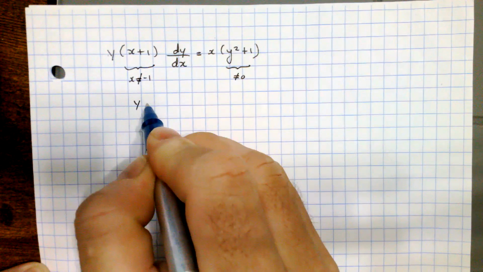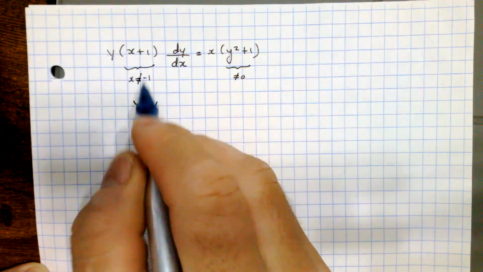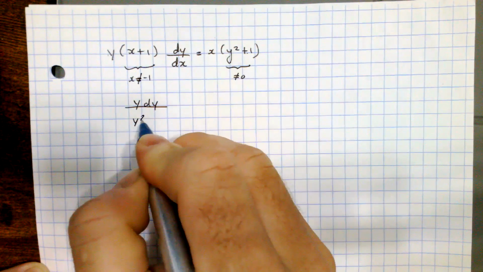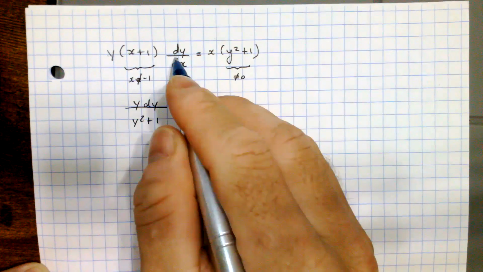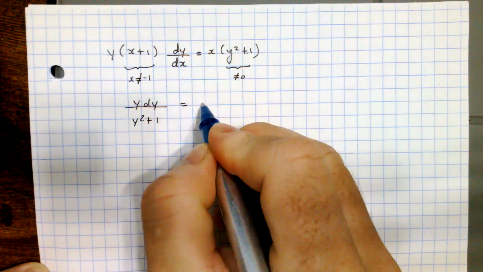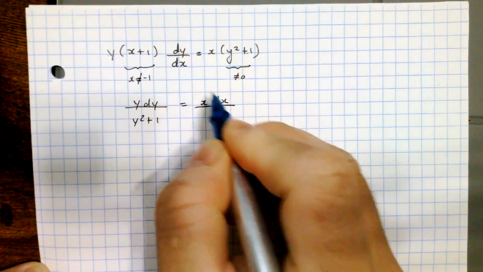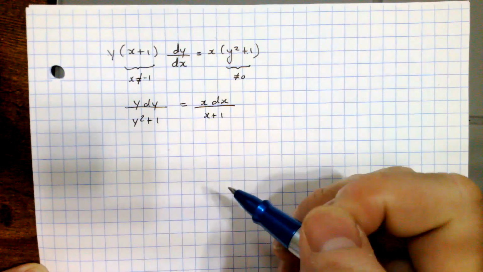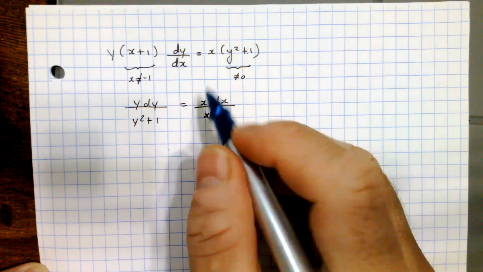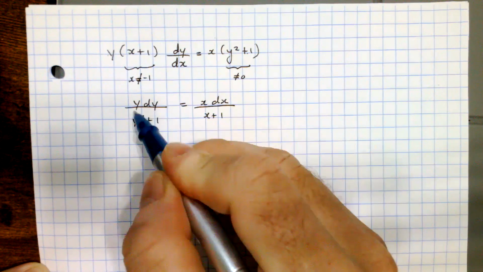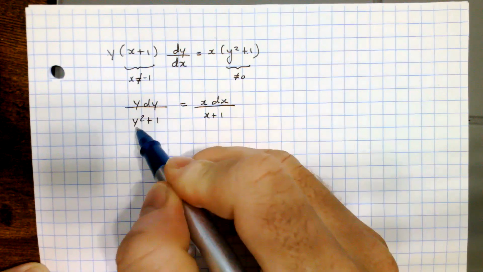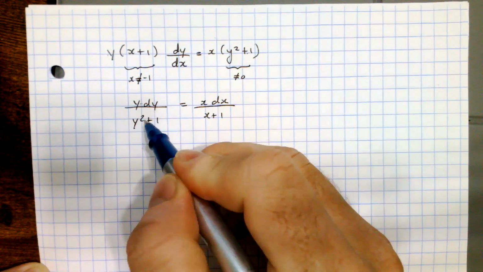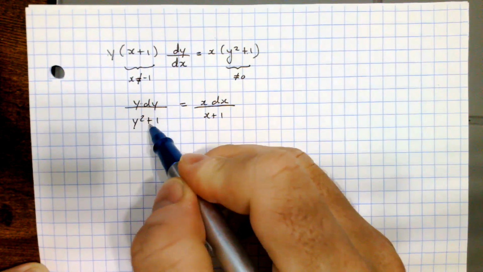I have y dy, these two terms here, divided by this term over here, which is y squared plus 1. And that's going to be equal to then moving x and dx over here, and then dividing by this x plus 1. Okay, so we end up with this result. Now you may notice that this part right here looked like it might be a trig sub, but because of the extra y up here and the y squared in the denominator, this is just going to be a simple u sub.